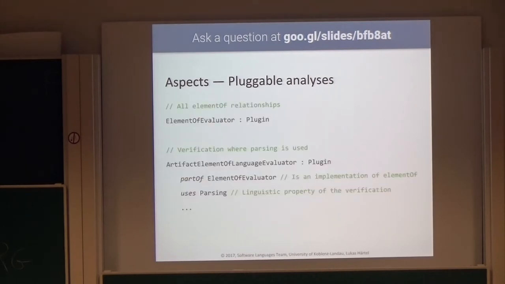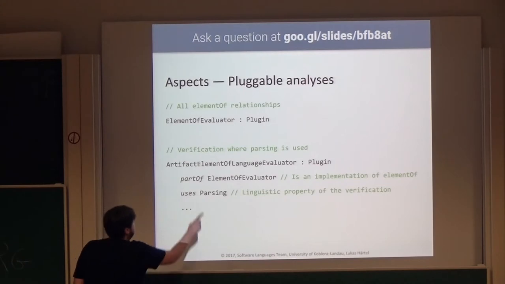And I'll show an example here. Again, this is the element of evaluator, and the element of evaluator is defined to be a plugin. This is basically responsible for all the element of relationships. We have a second one, the artifact element of language evaluator. This is a little bit troublesome, a little bit too long a name. Still, you can see here that this is plugged into the element of evaluation.